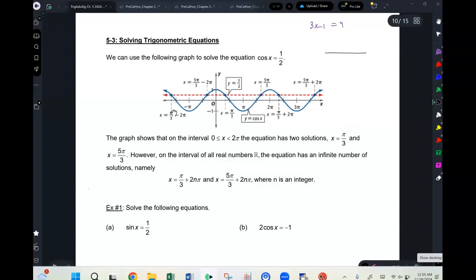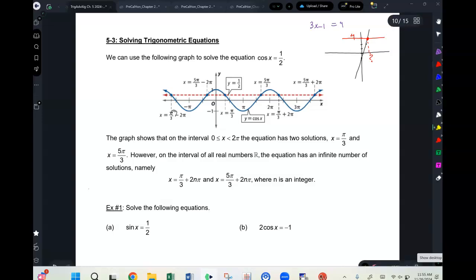one thing I can do is graph 3x minus 1, like this. And then here is 4. And I could see what is the x value where the graph equals 4. That's really what I'm doing.